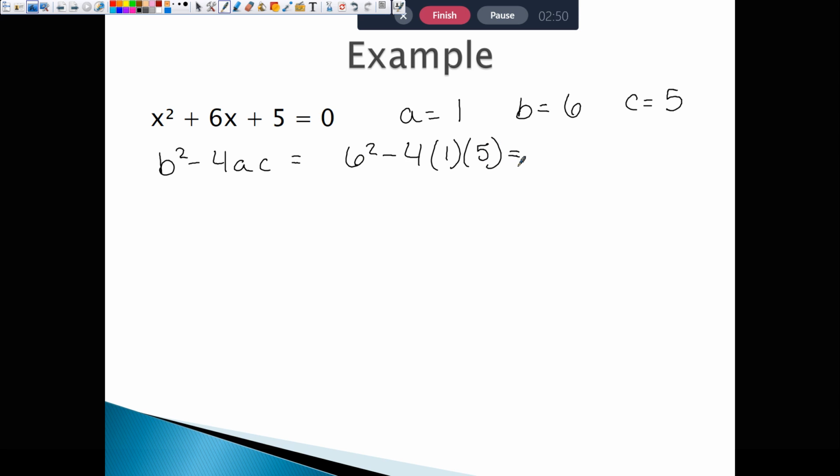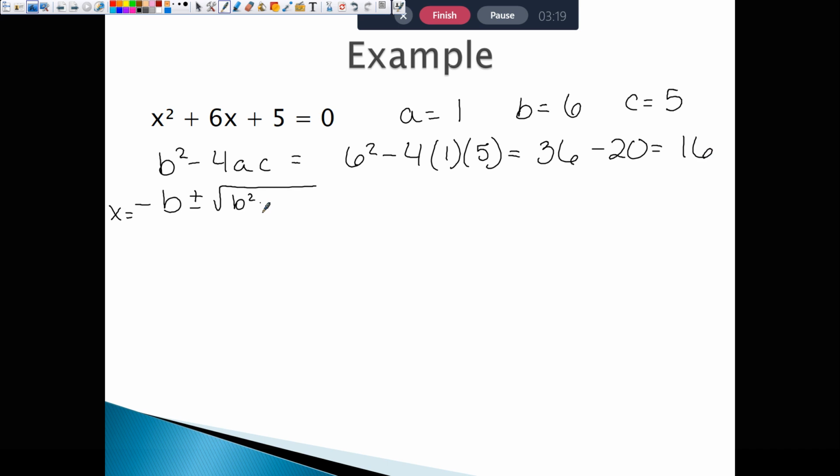So what is 6 squared? 36. What is negative 4 times 1? Negative 4. Negative 4 times 5? Negative 20. And what is 36 minus 20? 16.